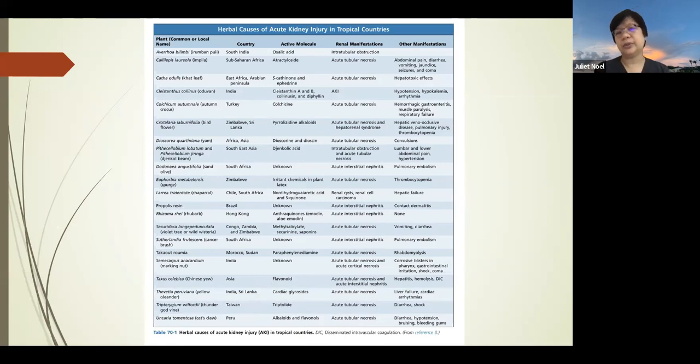Flavonoid is actually used for hemorrhoids, like the Daflon. So that's why in patients who develop AKI, you have to review if they are taking Daflon and those medications. You might have to withdraw it first to observe if the kidney function will improve. Colchicine, which is used for acute gouty arthritis, can cause AKI.